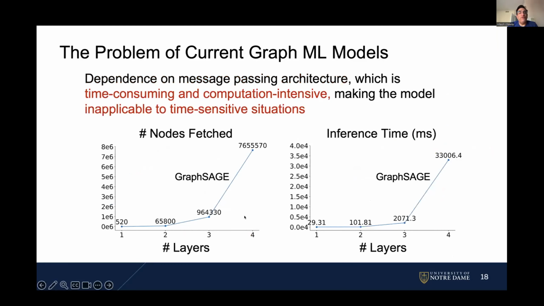And then if you look at GraphSage, which is the standard graph neural network learning algorithm, what GraphSage is doing is it grows exponentially. As we increase the number of layers to improve our performance, it increases the time complexity significantly from that perspective.